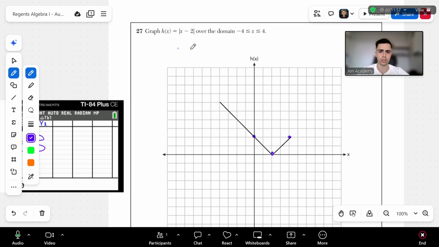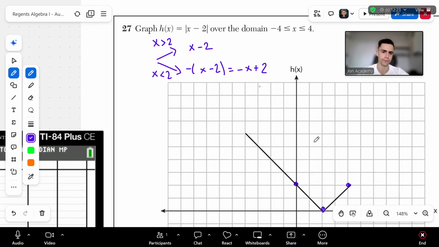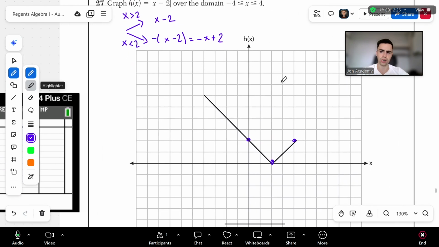We could have done it without calculator also, no? Because this is an absolute value function, and we know it's gonna behave, when x is bigger than 2, as x minus 2, positive, no? And when x is smaller than 2, it's gonna behave as minus (x minus 2), which is, if we distribute the minus, minus x plus 2. And this is exactly what's happening, no? This part of the function here is behaving as x minus 2 because x is bigger than 2.